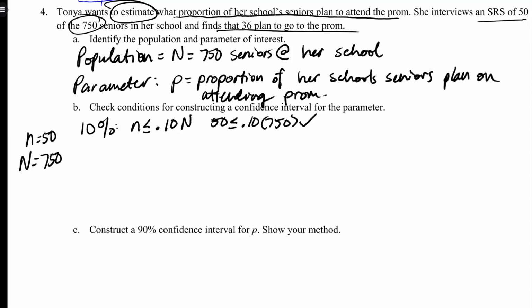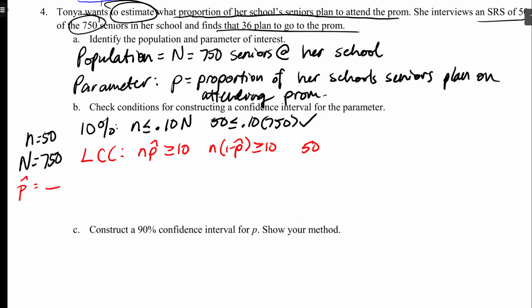Next condition we can check, we know we needed to check the LCC, right? Well, LCC, we had to do n times p hat, and we needed to see that that was indeed greater than or equal to 10, and n times 1 minus p hat was going to be greater than or equal to 10. So when we look at that, we can plug in n was 50, but what was p hat? I haven't done that yet. So let's look at p hat.